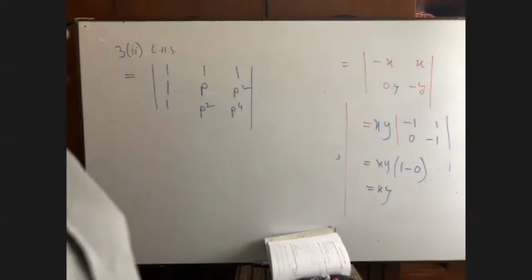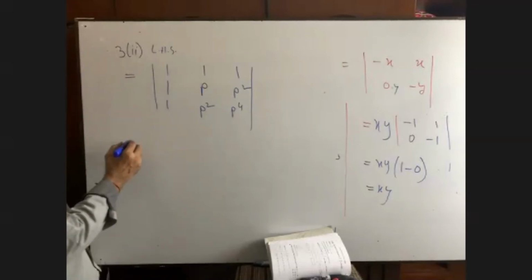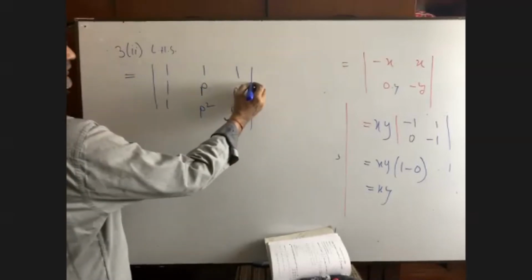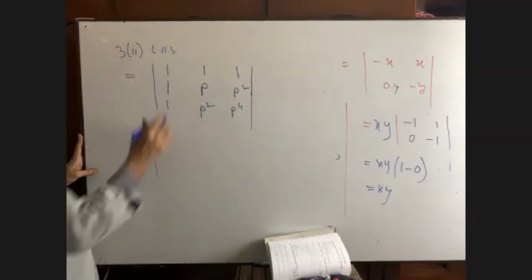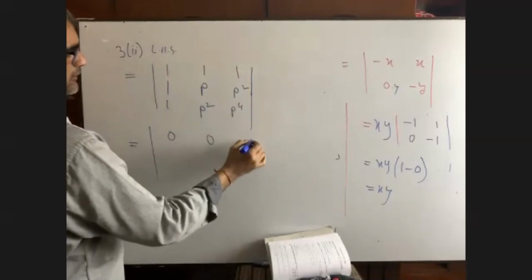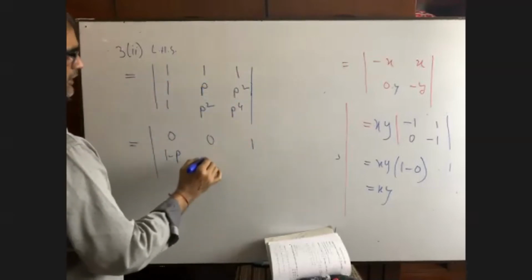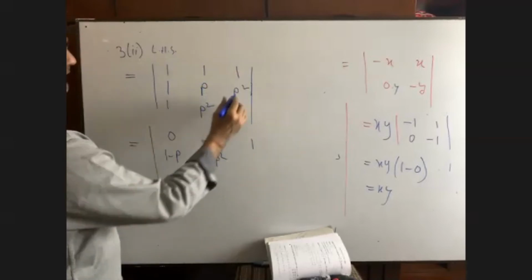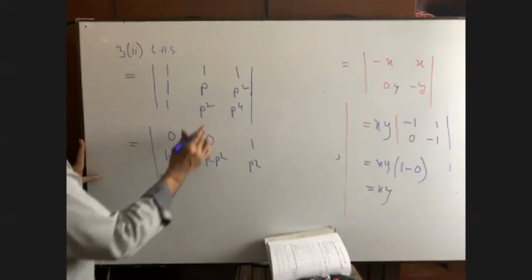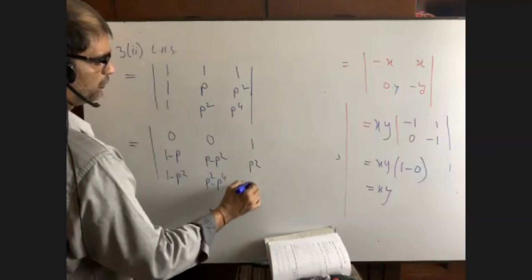Okay, we are lucky that we have 1, 1, 1 both in the row and column, right? Now, what will you do at first? Let me know. You will go for subtracting. Okay, subtract 1 minus 1, 0. 1 minus 1, 0. This is 1. Okay. 1 minus p, 1 minus p. P minus p square. Very good. P minus p square. This is p square. 1 minus p square. 1 minus p square. P square minus p4. P square minus p4. It is what? P to the power 4.